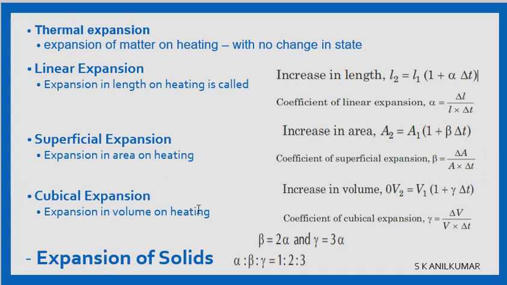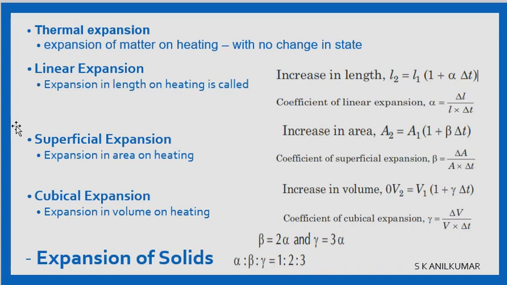The whole volume, if it increases, it's not just the area, which is 2 dimension, or length, which is 1 dimension; volume is 3 dimension. In cubical expansion the whole volume is increased. Then the increase in volume is V2 equals V1 into (1 plus gamma delta T). What is gamma? Coefficient of cubical expansion, gamma equals delta V by V into delta T. Delta V is the change in volume, delta T is the change in temperature.